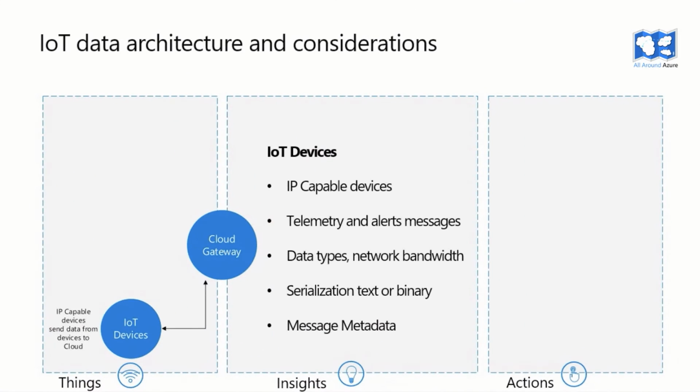And then finally, we'll nearly always include some form of message metadata to determine, say, what type of message this is, whether it's an alert or telemetry, or perhaps the schema version or the device type and things like that. And we can use that then to partition the data later.